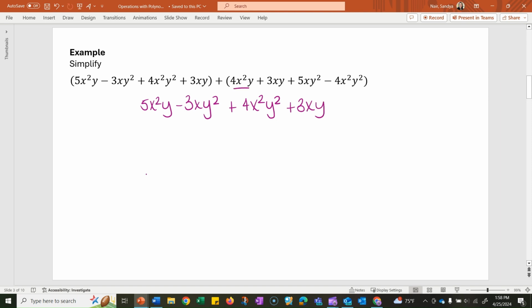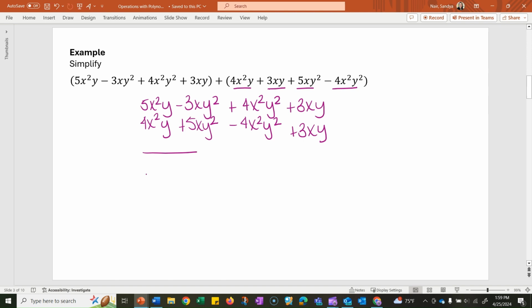So I have 4x squared y, so that's going to go right here under the exact same term, right? You see it has x's and they're both squared and they both have y's. Then 3xy is going to go with my 3xy term. So you kind of have to match the variables and exponents. Then I have 5xy squared, so that's going to go here with my other xy squared terms because we can only combine terms if they have the exact same variables and exact same exponents. And then we have minus 4x squared y squared.